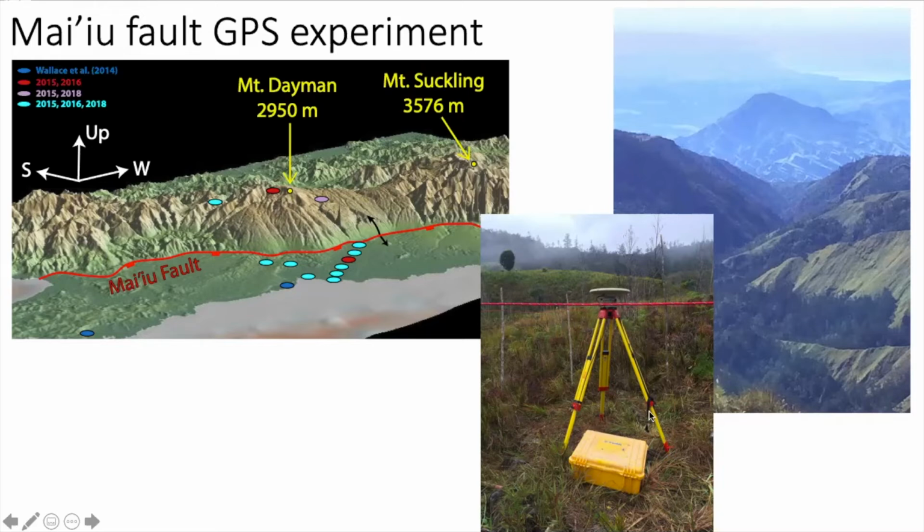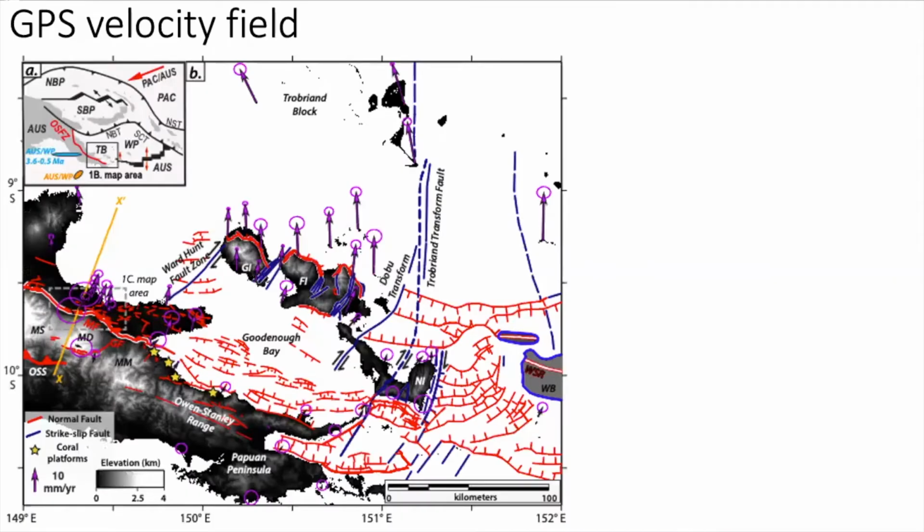By measuring the position at the surface of the Earth over multiple years, we're able to estimate the velocity at which the surface is moving, and we can use that to infer properties of fault zone deformation on the Mayu Fault. One of the first order results of our study is a GPS velocity field. The new sites are the ones down here, this dense collection of purple vectors.